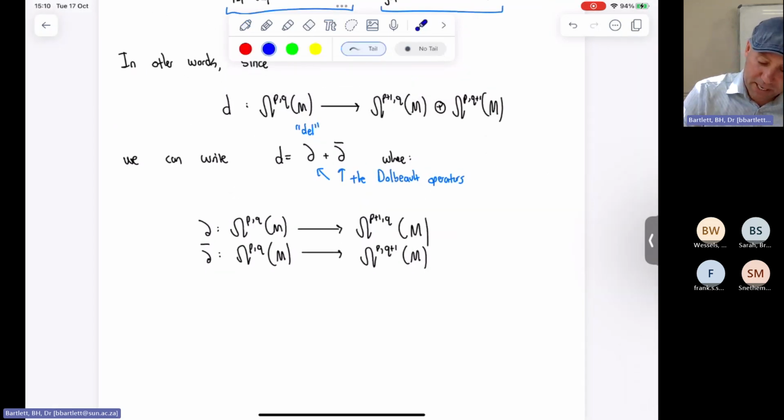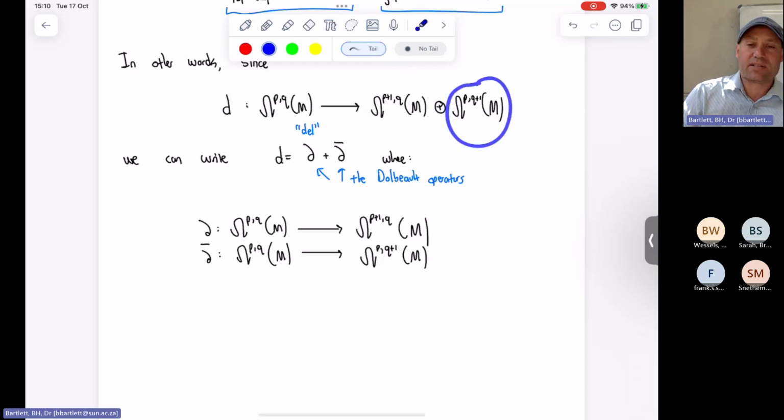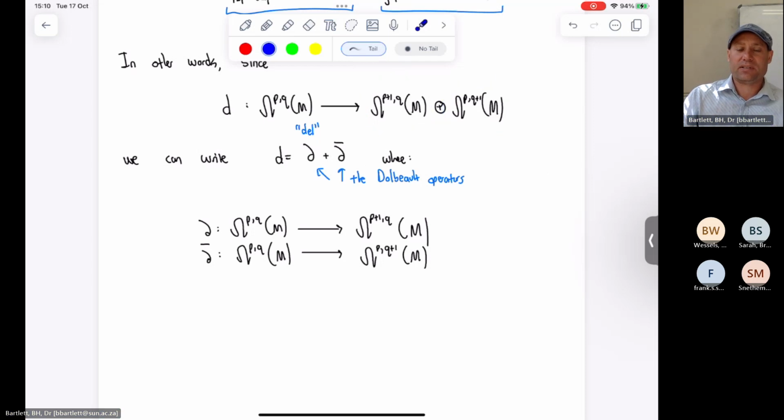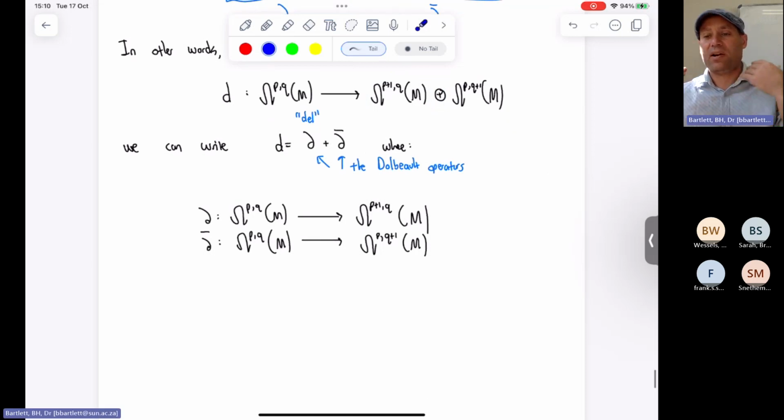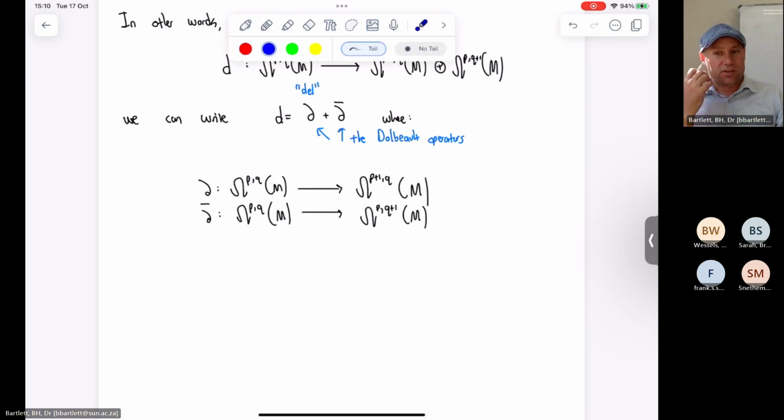Where del is going to pick out this component, and del bar is going to pick out this component. In other words, del is you apply d and then you project onto this component. Del bar is you apply d and you project onto this component. Okay, so we have a finer control of the exterior derivative map on a complex manifold because it decomposes into these two pieces. And that's the fundamental utility that complex manifolds give us.